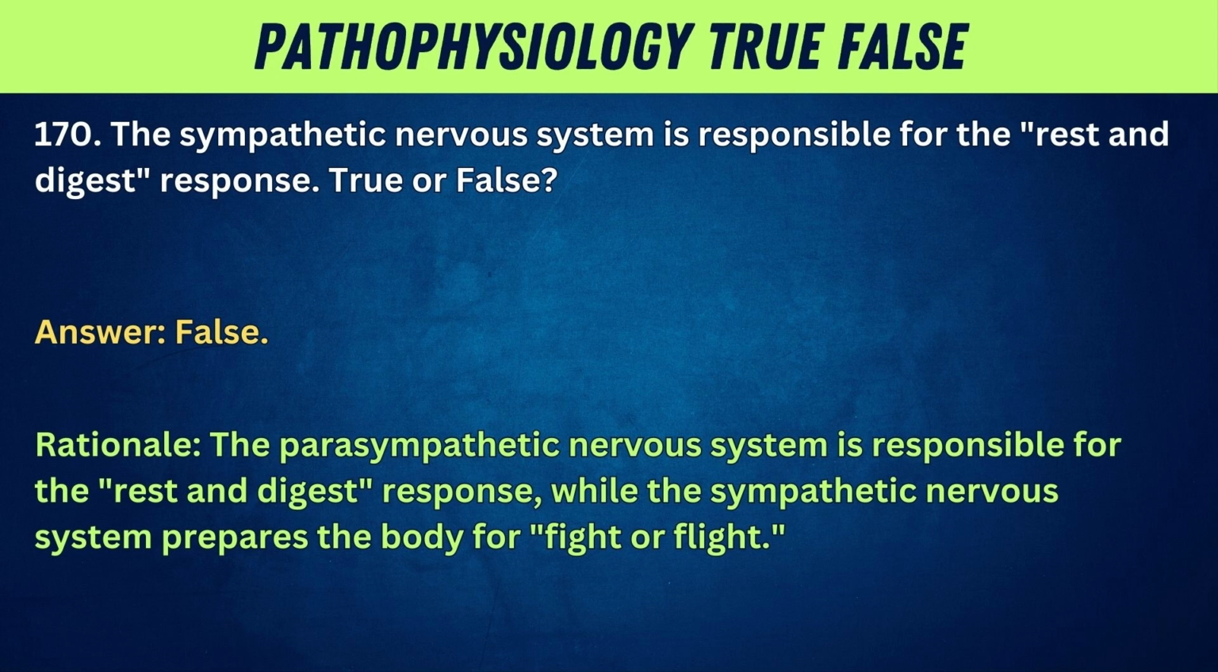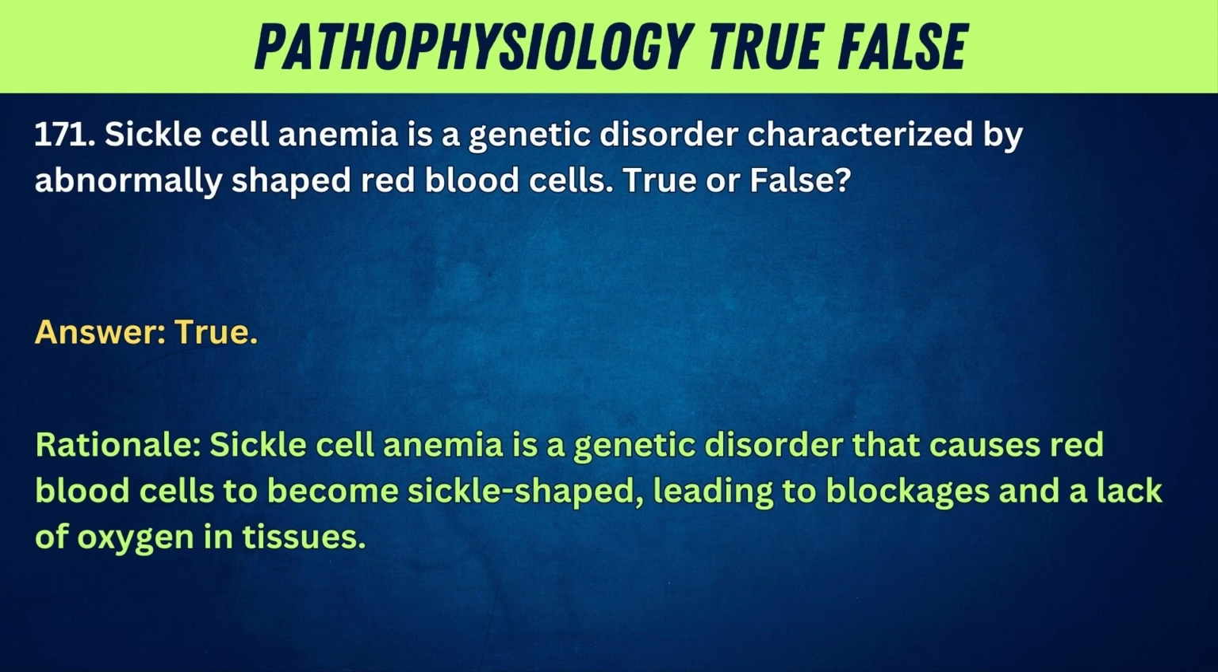True or false? Answer: false. Rationale: the parasympathetic nervous system is responsible for the rest and digest response, while the sympathetic nervous system prepares the body for fight or flight. 171. Sickle cell anemia is a genetic disorder characterized by abnormally shaped red blood cells.